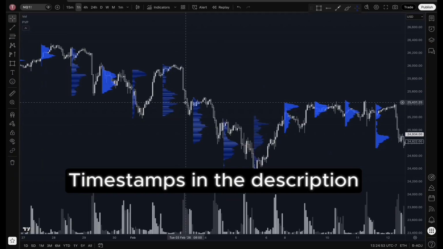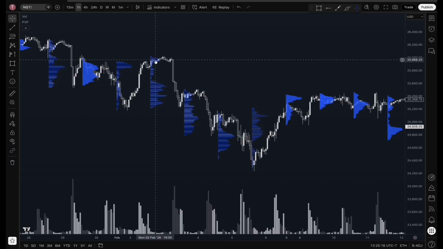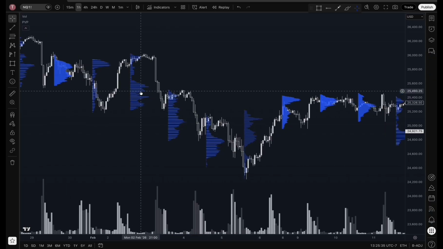Today I'm going to be talking about volume profile and how to make high probability trades with it. So first things first, what is volume profile? Essentially, it's a histogram that shows how much volume was traded at every specific price point. All of these clusters, they're called volume nodes. The size of the node depends on how much volume was traded at that exact price.